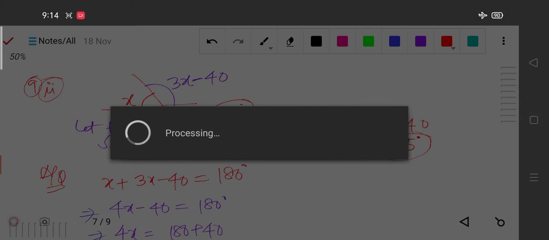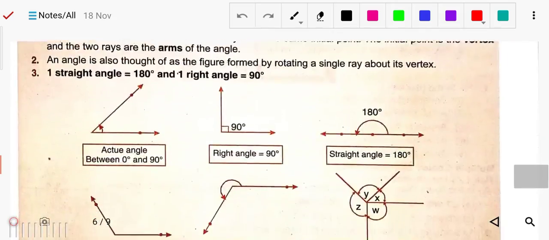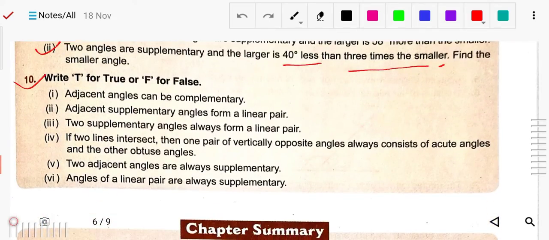Okay, now next question, just see the next one, number 10, true and false. First, adjacent angles can be complementary. Yes, they can be, it is true. Adjacent supplementary angles form a linear pair. Yes, they are forming linear pairs. So true. Two supplementary angles always form a linear pair. No, it is false.